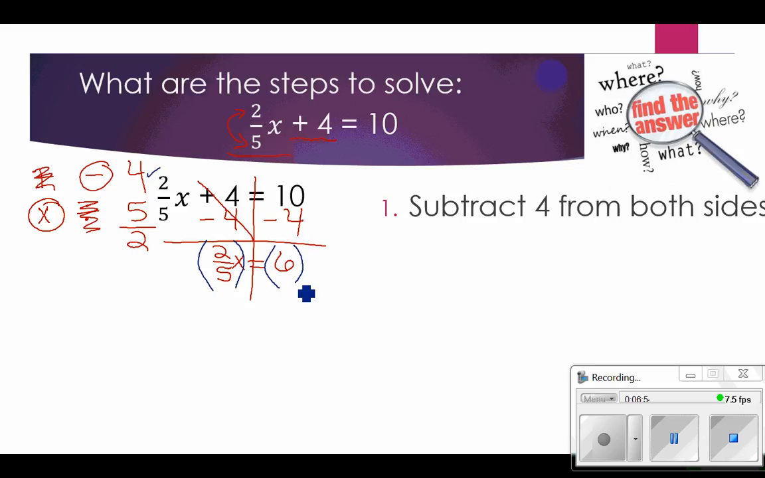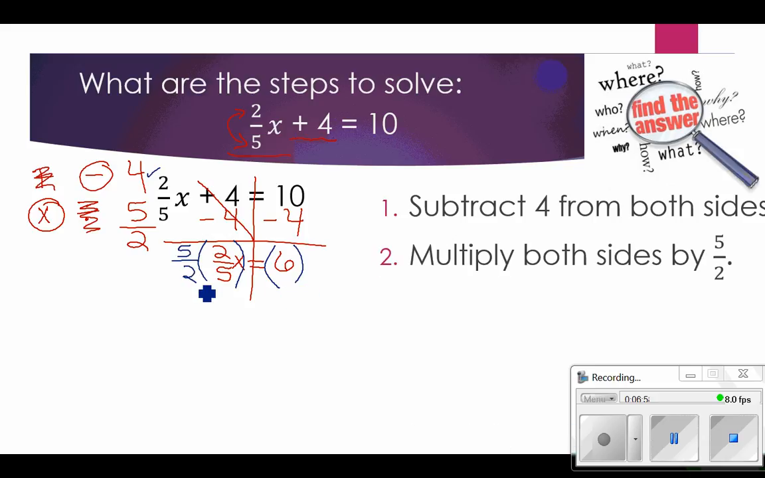Parentheses, parentheses. 5/2, 5/2. I have fractions here, and I need to make this one a fraction, and to make anything a fraction, you put a 1 under it. We've done something to both sides, and as always, we can cancel, and we're left with x.